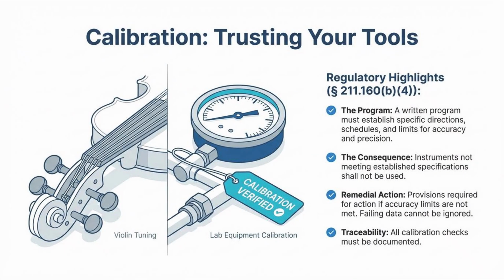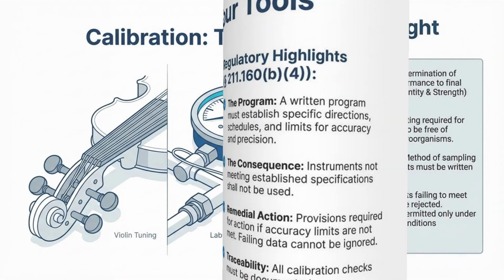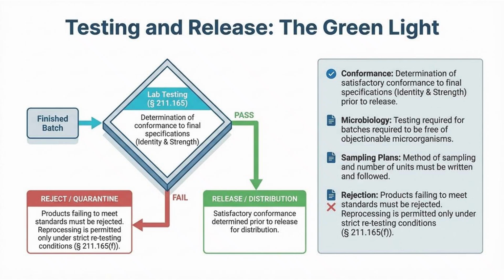Accurate results depend on properly calibrated instruments. A written calibration program must define schedules, limits, and acceptance criteria. Instruments that fail requirements must not be used, and all calibration activities must be fully documented. Before release, laboratory testing must confirm conformance to final specifications, including identity and strength. Products that fail must be rejected or quarantined, and only compliant batches may proceed to distribution.